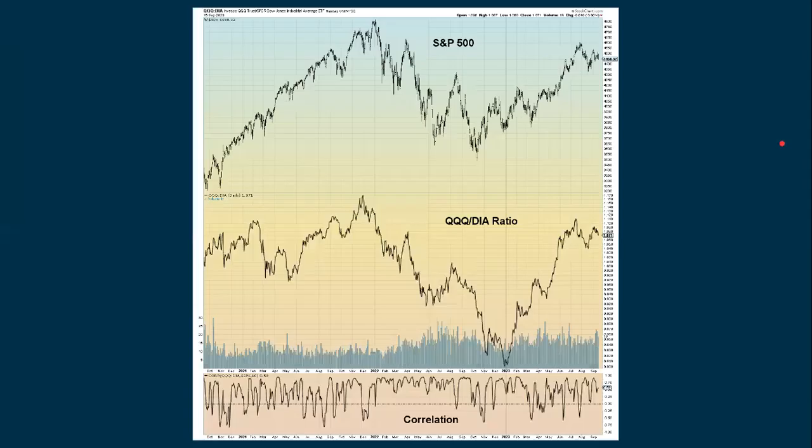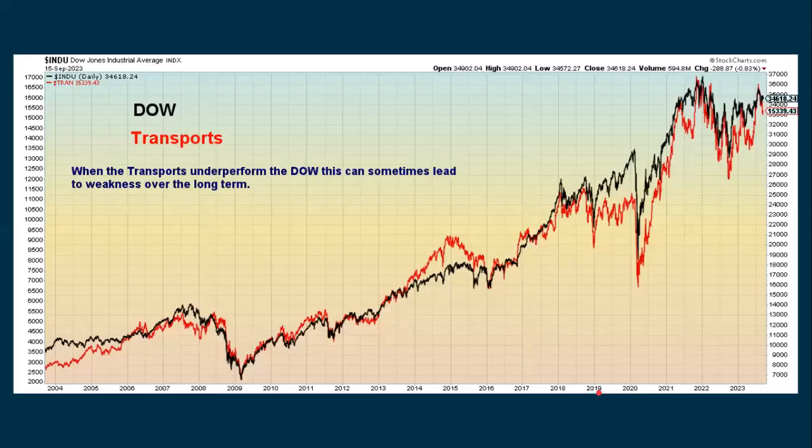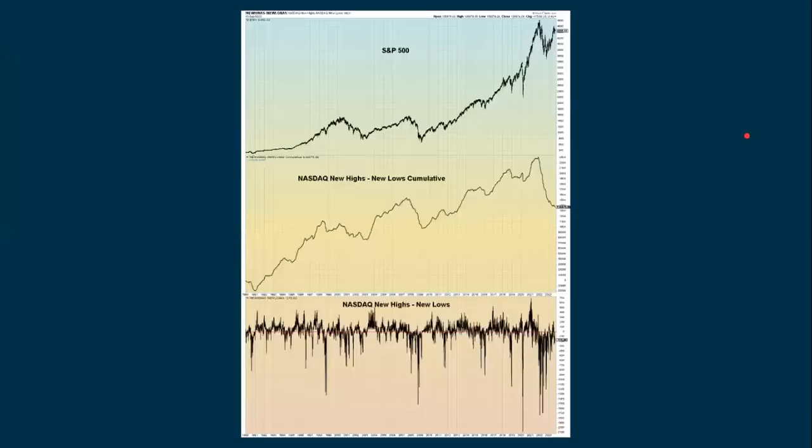Then we look at a ratio of the QQQs to the Diamonds, or the Dow, and we're seeing that their relationship is not all that strong currently. And then we want to compare the Dow with the transports. When the red line is dropping down below the black line, that means the transports are underperforming, and that's what we're seeing in some of our studies. In a good, solid environment, we want to see the red line outperforming the black line.